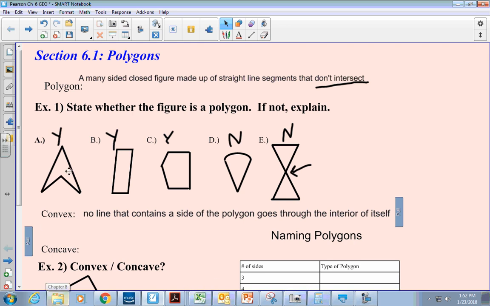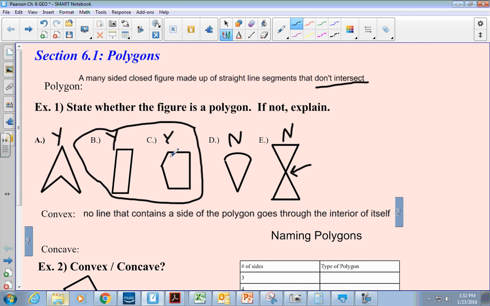So, if you are convex, you are like B and C. No line, when you extend it, will go into your shape. So if you look at A, A is actually concave, because if I extended this line, it would go into the shape. So if any of your lines, when you extend them, end up inside your figure, it's concave.